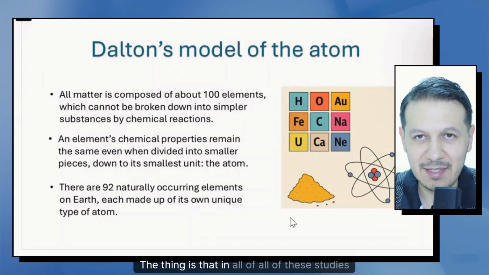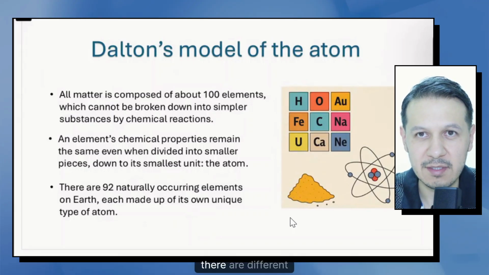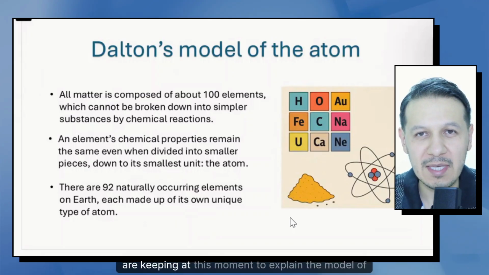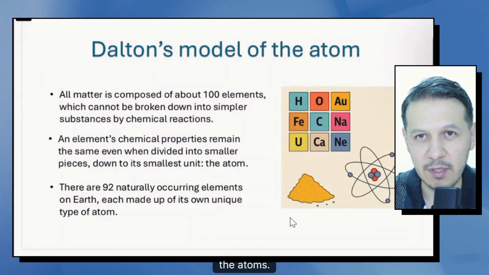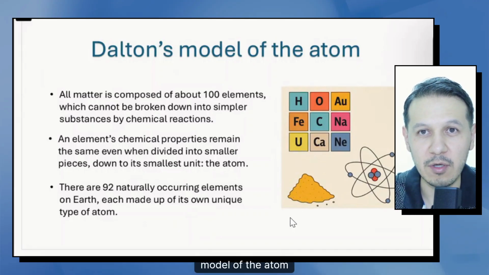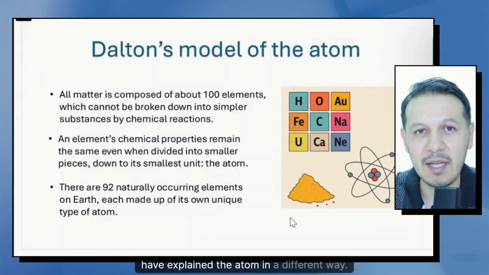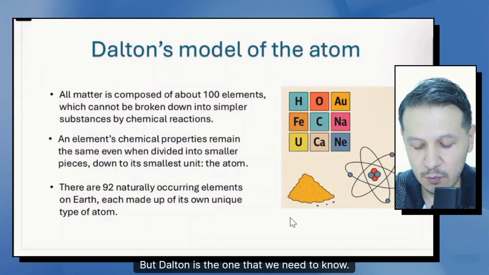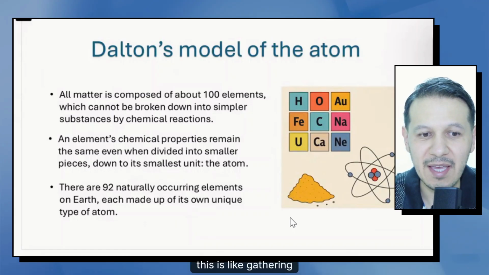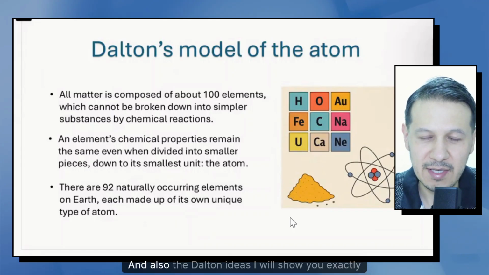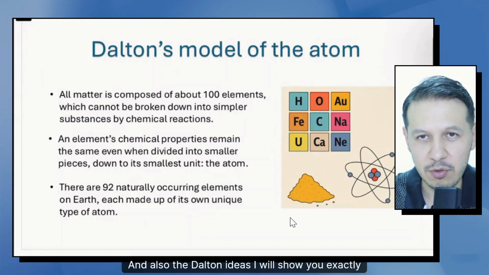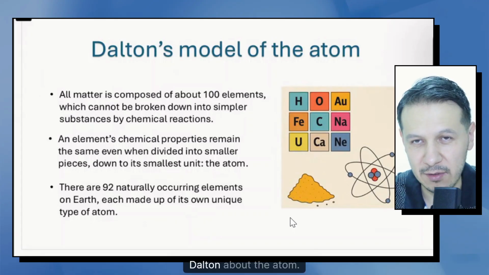The thing is that in all of these studies, there are different and there are main conclusions that we are keeping at this moment to explain the model of the atoms. Of course, the model of the atom has been updated with time. Scientists with different models and mathematical models have explained the atom in different ways, but Dalton is the one that we need to know. This is like gathering the first ideas, the Dalton ideas. I will show you exactly what the statements of Dalton about the atom were.